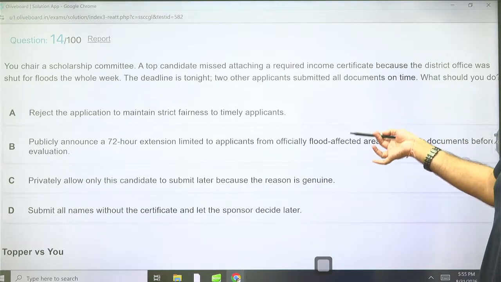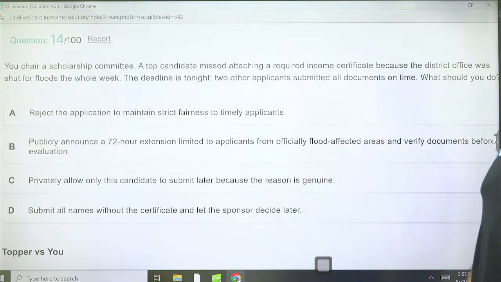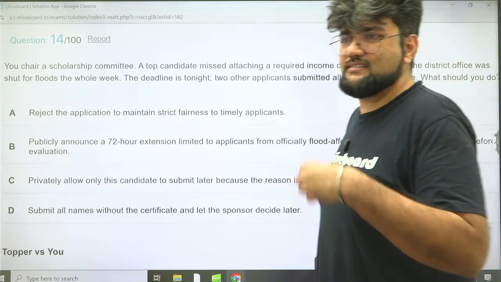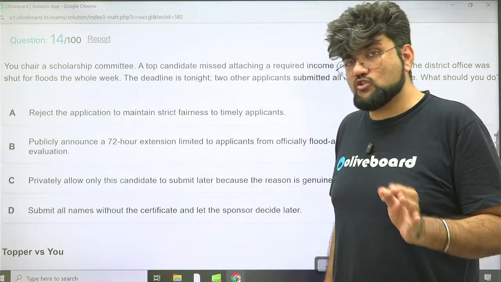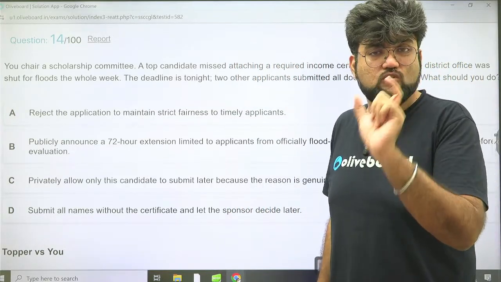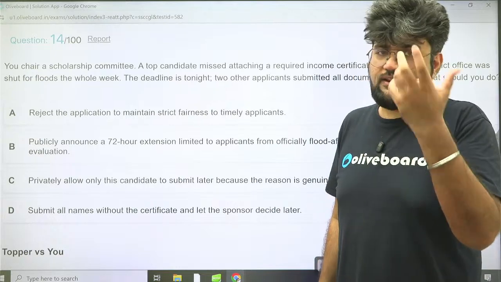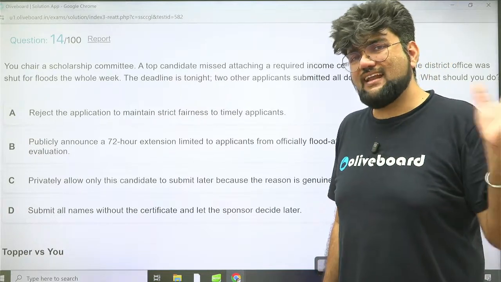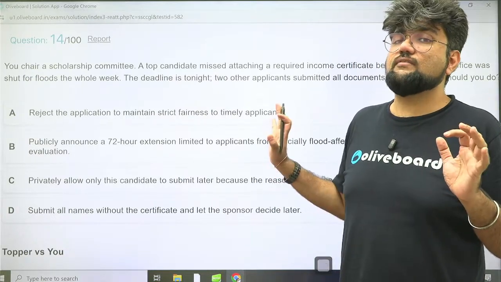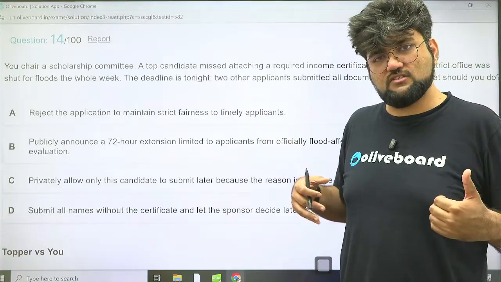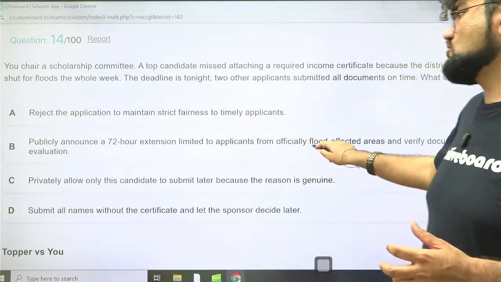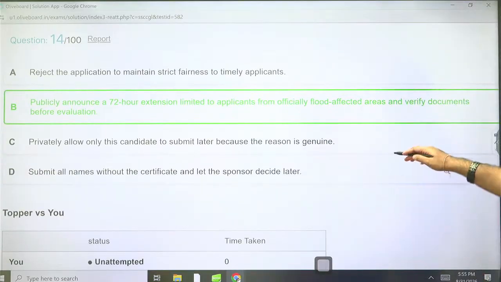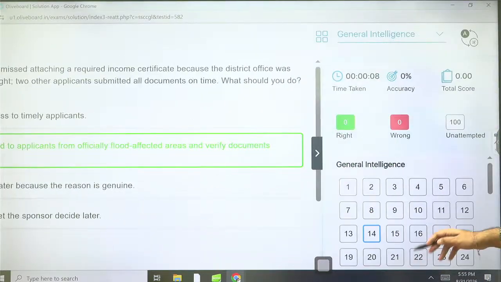Now out of A and B, B is the most appropriate one, where you are giving a chance to everybody now. You're publicly saying I'm giving you 72-hour more window, where only those students will be considered who are coming from those flood affected areas. Of course, you'll be verifying the documents for the same, and then you'll take their submissions. You're still not giving everybody scholarships. You're just taking their submissions. Decision for scholarships will be done later on. So taking their submission is not a problem. So option B is actually the correct answer here, the most appropriate one to take up in this situation.